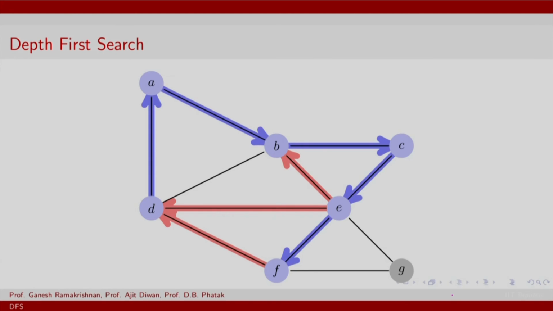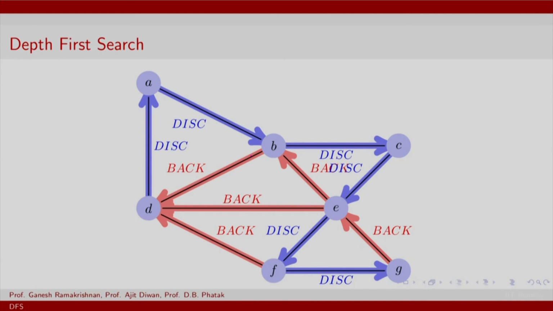From F, if you go to D, this is what depth first search is about, you visit D from F and not G from E, and that leads to another back edge, a forward edge from F to G, and again a back edge from G to E. There is one more traversal left as you trace back, that is from B to D, that again gives you a back edge. So we have marked different discovery and back edges here.